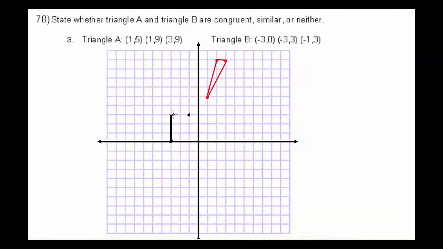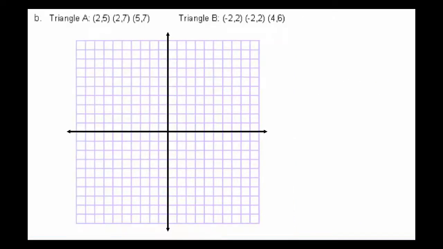we can see that this is a right triangle, so no way are they congruent or similar because they don't have the same shape. So the answer to this question would be no, or neither, I guess, is the answer from the directions. Okay, next one.